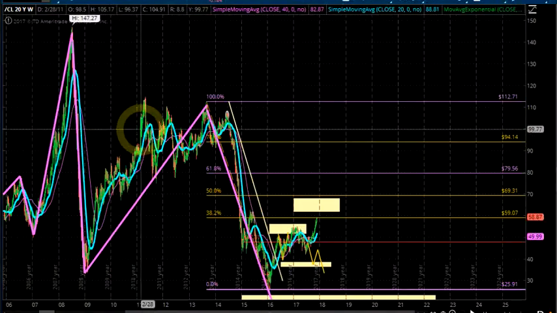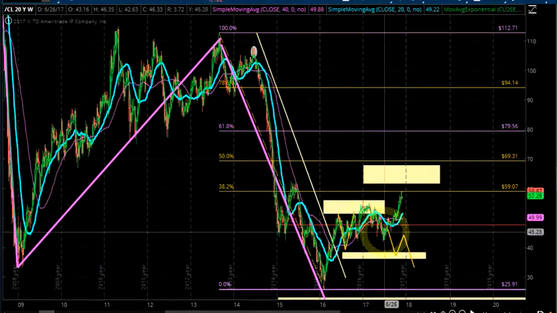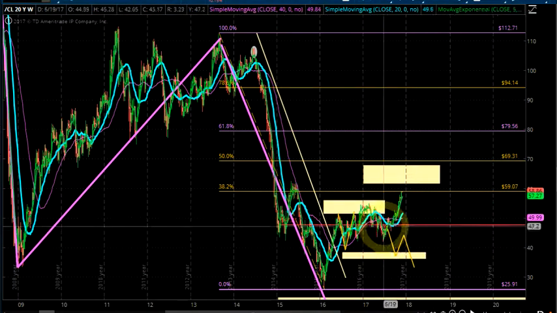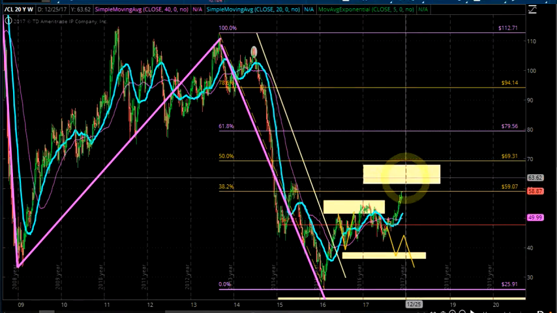Let's look at oil. Oil pulled back. We thought, we, meaning me, thought it would pull down into this area. Instead, it pulled up into this area.